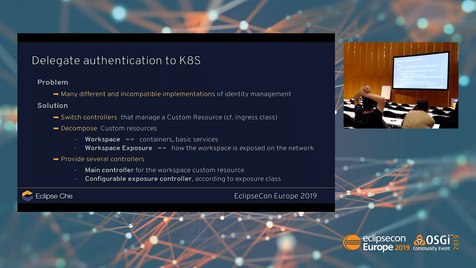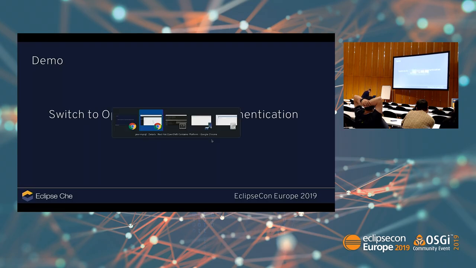So there is a solution which is mainly composition. You can switch controllers to manage a given custom resource. For example, for those who know, ingresses can be managed with different controllers according to the type of network you want. And we can do the same here. We decompose the custom resource into a workspace container, basic services, and a workspace exposure, which is how the workspace will be exposed on the network. And then you can provide several controllers, a main controller for the main workspace, and a secondary controller that we can configure for the exposure. So let me show that to you.